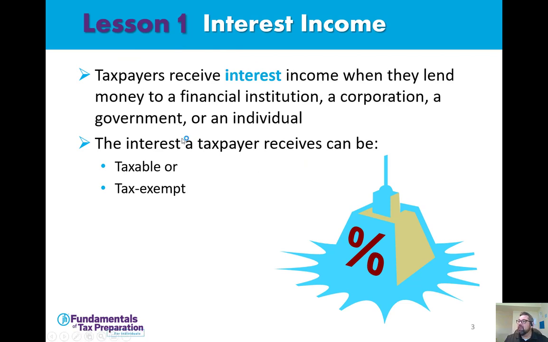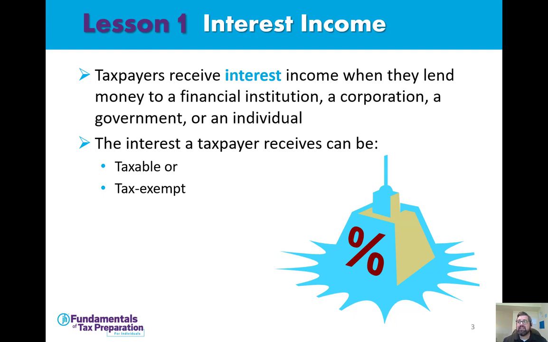So interest income. Taxpayers receive interest income when they lend money to a financial institution, a corporation, government, or individual. Okay, so this is mostly what you'll see for interest income is going to be something from like bank savings accounts or credit unions call it dividends, but really it's just interest that they pay to their members. Okay, and there's taxable and there's tax exempt interest.